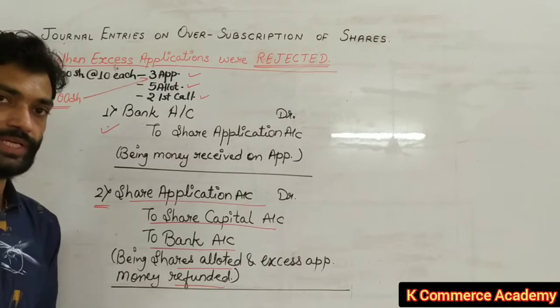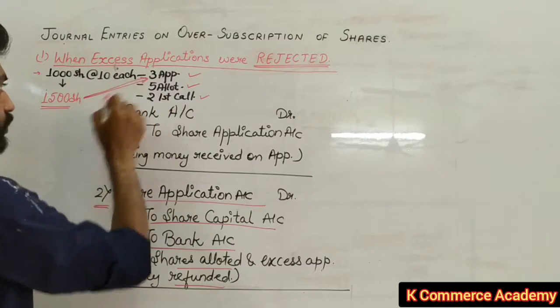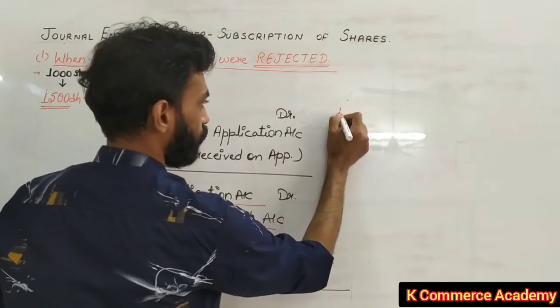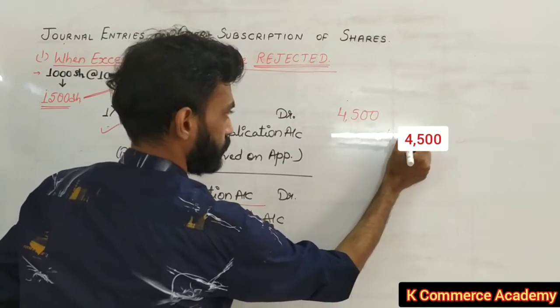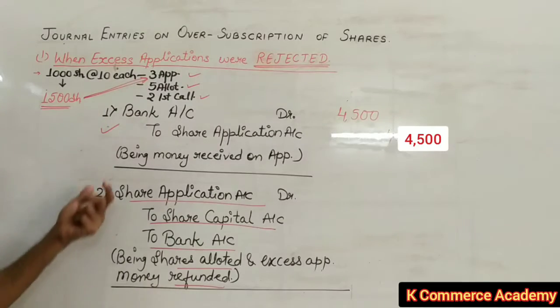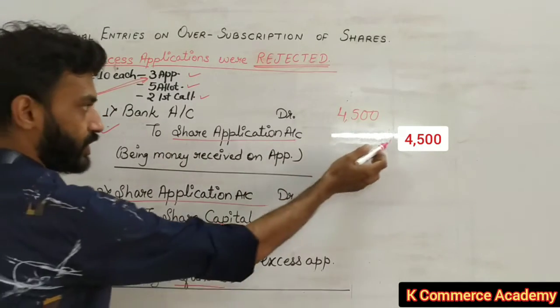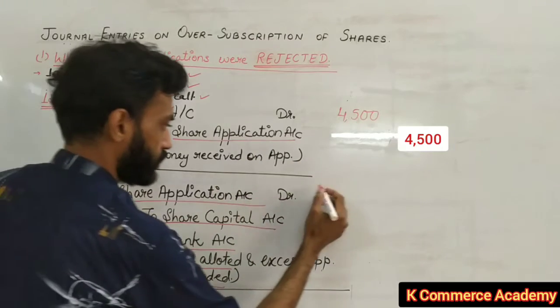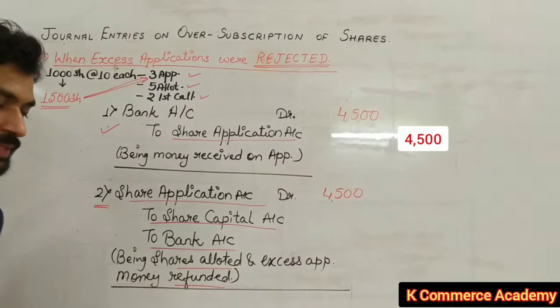The amount we will receive as application money in the first journal entry will be on the complete 1500 shares at the rate of rupees 3, that is rupees 4500. Now in the second journal entry, here you have credited the share application account with rupees 4500, so we will debit the share application account with rupees 4500. There is not an issue in that one.